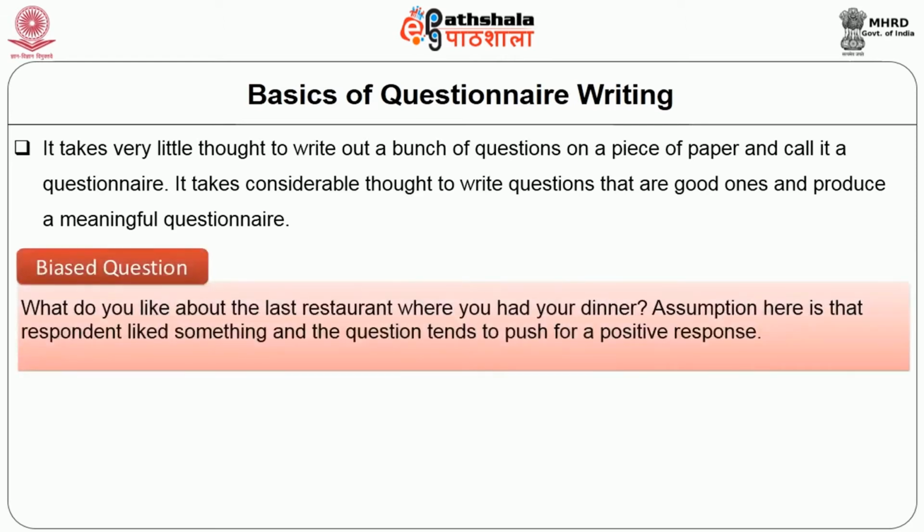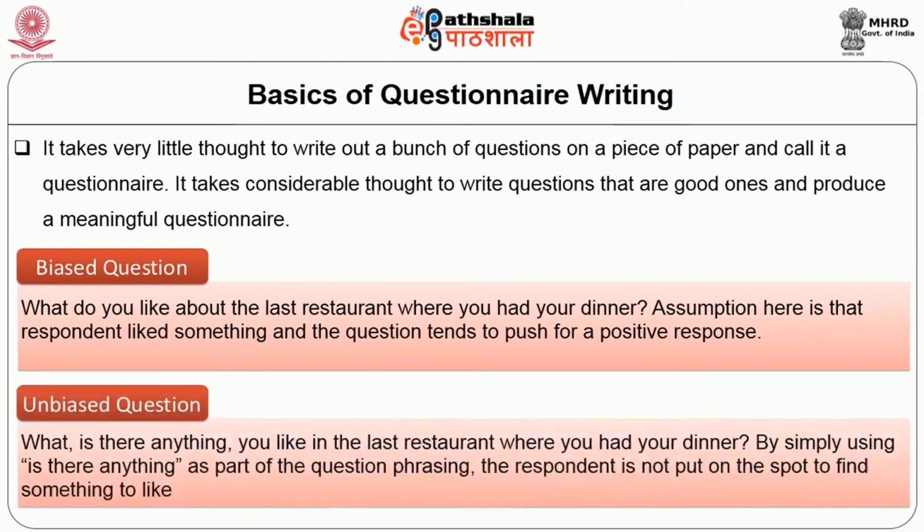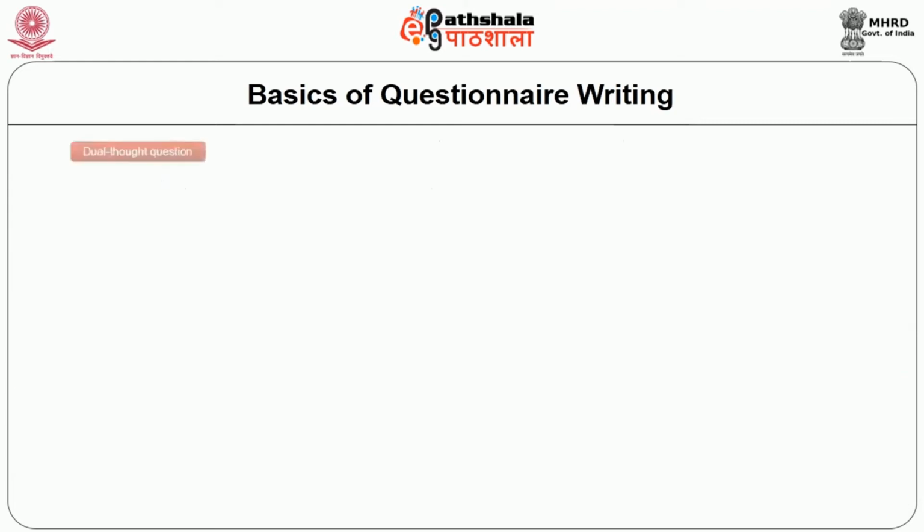Biased questions. What do you like about the last restaurant where you had your dinner? The assumption here is that the respondents liked something, and the question tends to push for a positive response. Unbiased questions. Is there anything you like in the last restaurant where you had your dinner? By simply using "is there anything" as part of the question phrasing, the respondent is not put on the spot to find something to like.